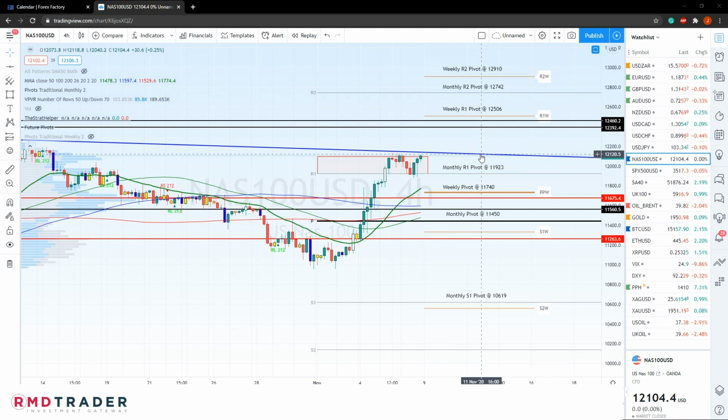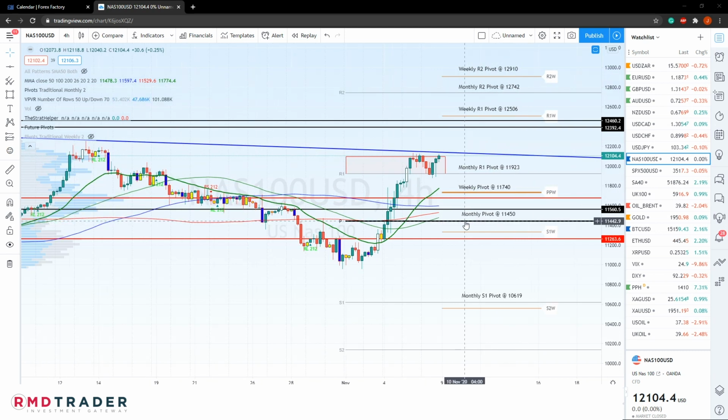attempt at this overhead diagonal resistance, and a break above that could then realize bullish targets of 12,506, which is the weekly R1 pivot, or perhaps even these additional two targets at 12,742 to 12,910. That is the monthly R2 and the weekly R2 pivots.